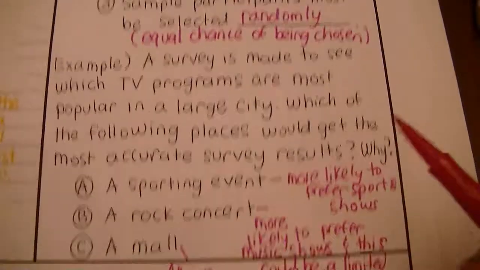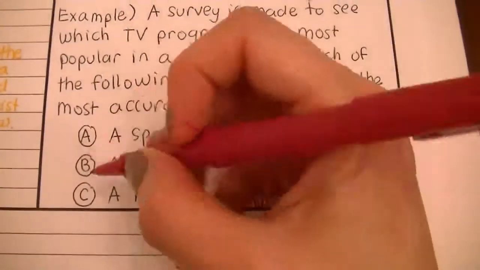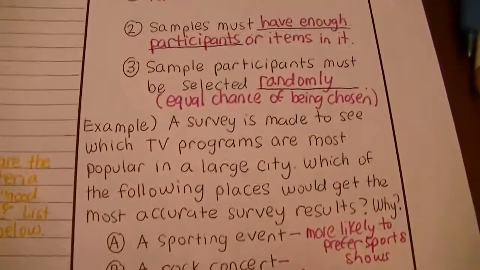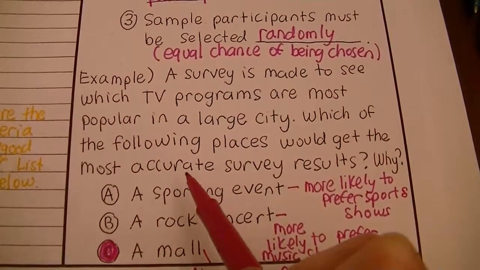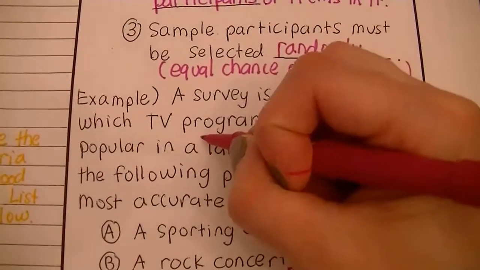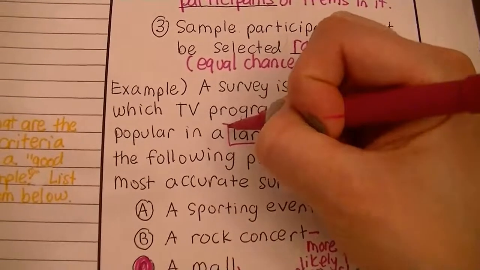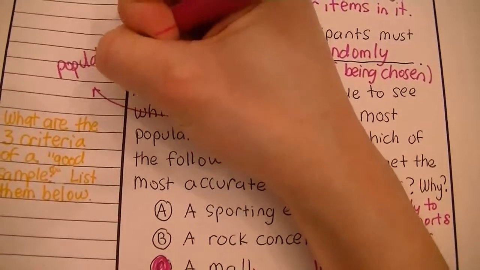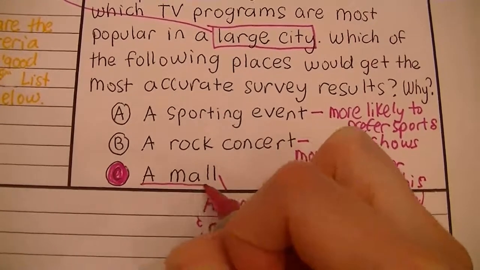So it leaves us to which one is fair. The one that's the most fair is C. People at a mall fit this 3 criteria for a sample of the entire population, okay? The large city is the population. And we're going to pull our sample from the mall, okay?